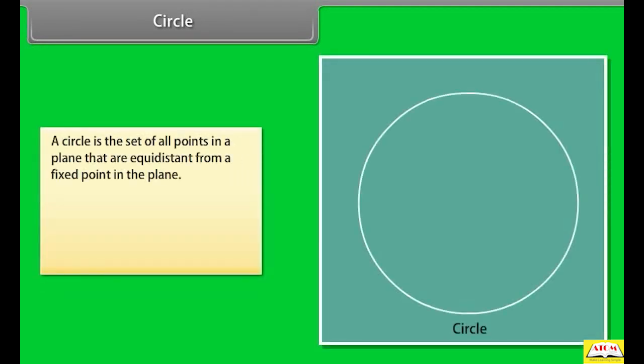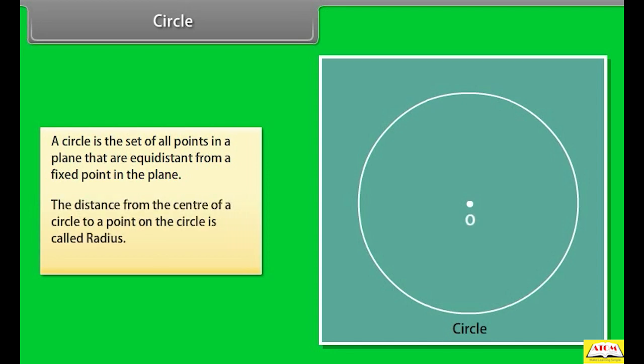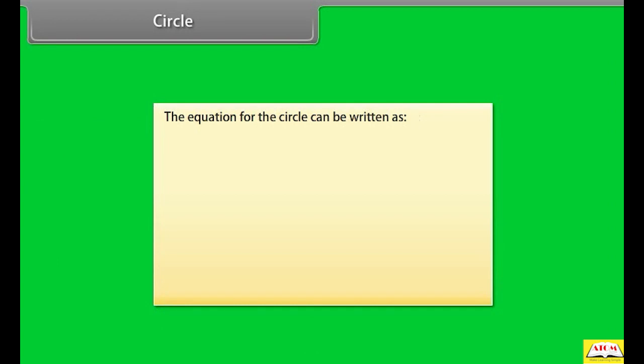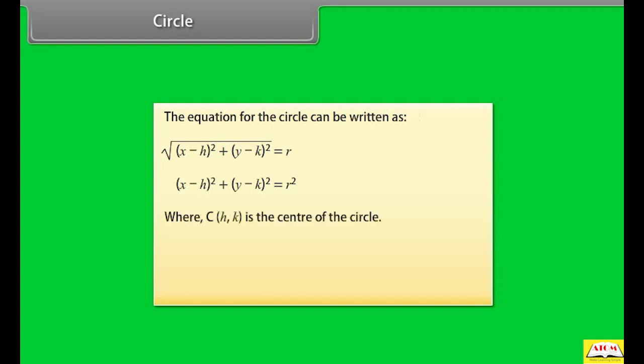Circle. A circle is the set of all points in a plane that are equidistant from a fixed point in the plane. The distance from the center of a circle to a point on the circle is called the radius. The equation for the circle can be written as (x - h)^2 + (y - k)^2 = r^2, where C(h, k) is the center of the circle, r is the radius of the circle, and A(x, y) is a point on the circle.